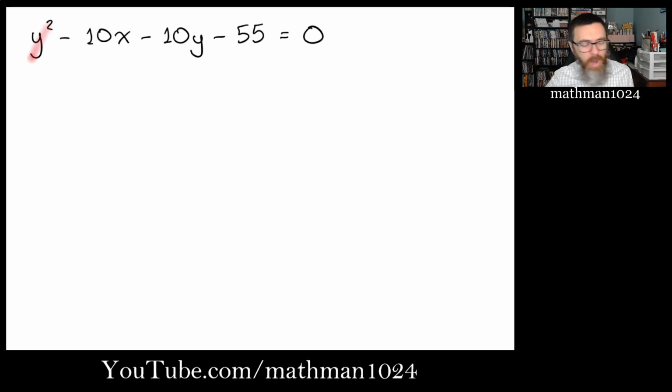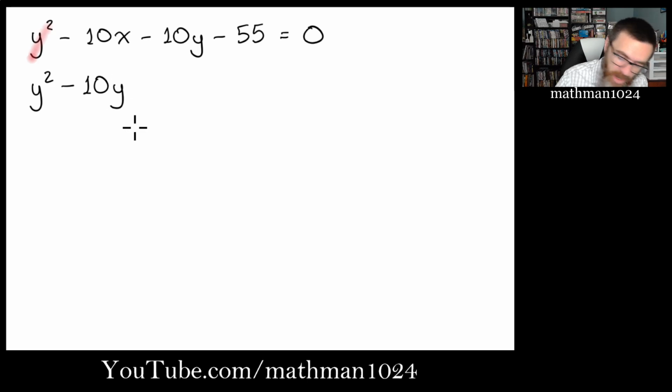So since the y is being squared, we want to put all the y stuff together. So it's going to be y squared, and this is still -10y. As we did in the last problem, leave a gap because we have to complete the square, equals, and move the x and the constant to the other side. So it's a positive 10x and plus 55.